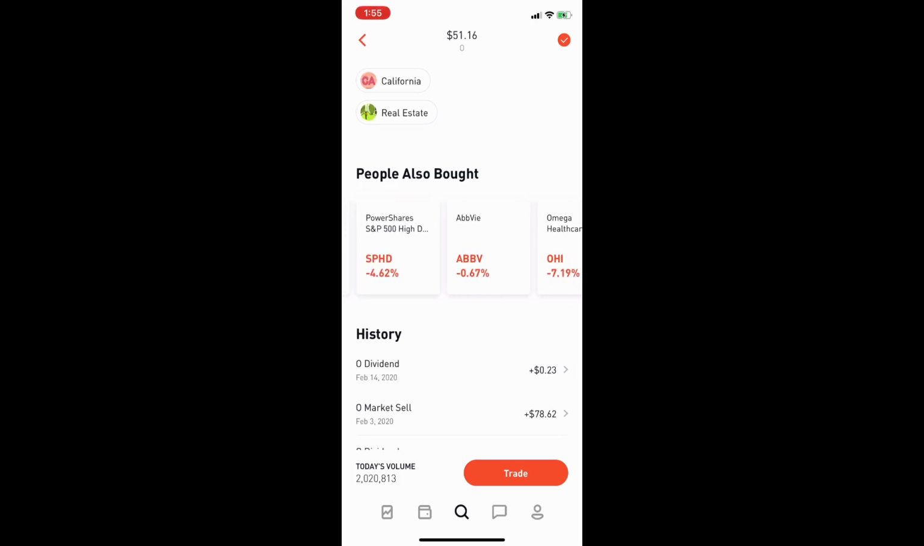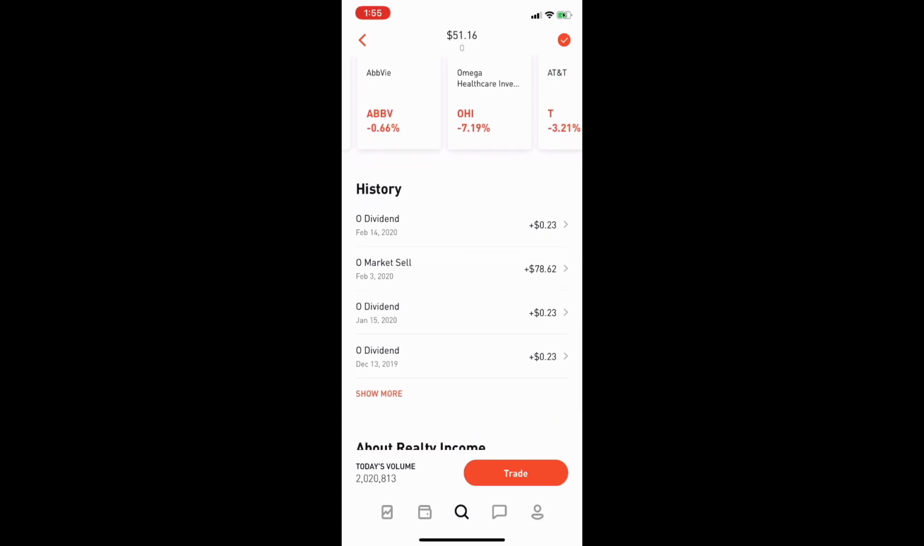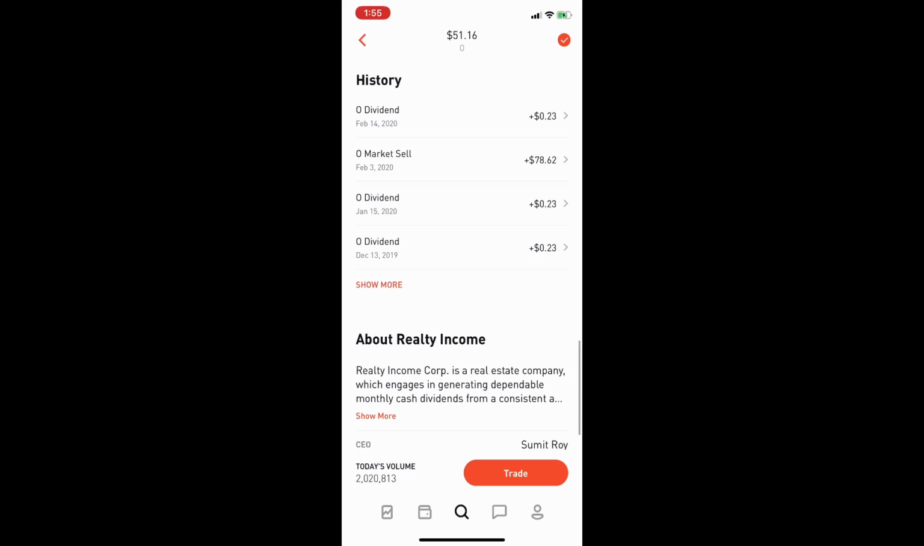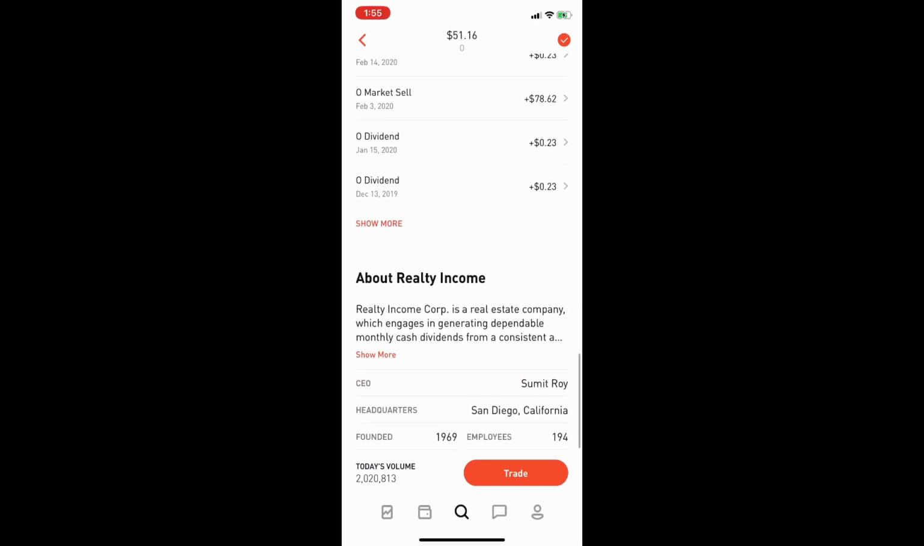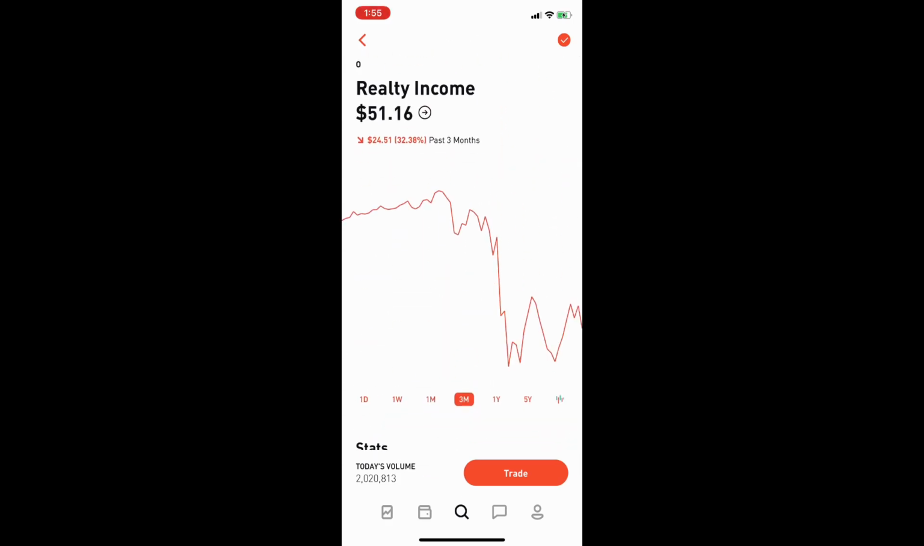But if you keep going down back to the Realty Income stock page, you can see similar stocks that people are also buying. And you can see down here in the history where I actually did own it, and it paid me monthly dividends of 23 cents per share, and I sold it at $78 on February 3rd. And if you keep going down, it'll tell you more about the company, but as I said before, I really do recommend Googling it and seeing what these stocks are outside of the Robinhood app. This is a great app to buy stocks, but it isn't the best app for researching stocks.